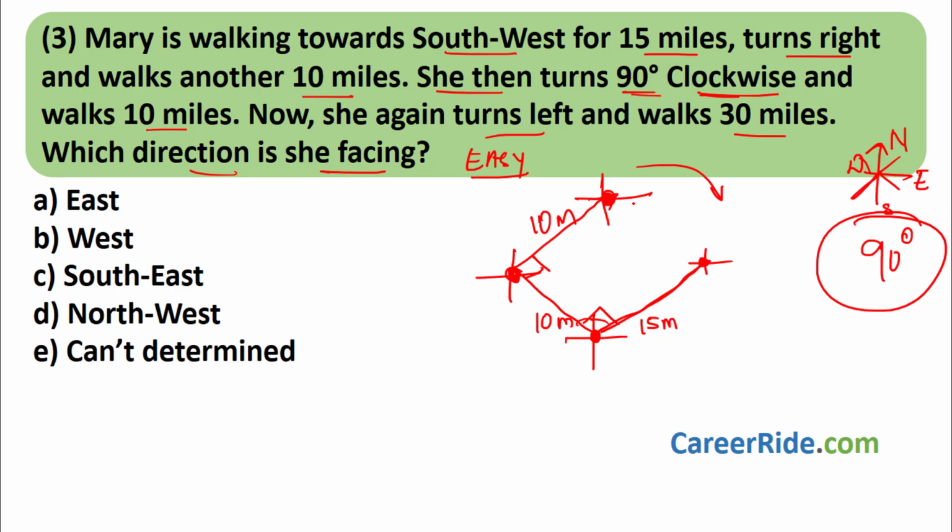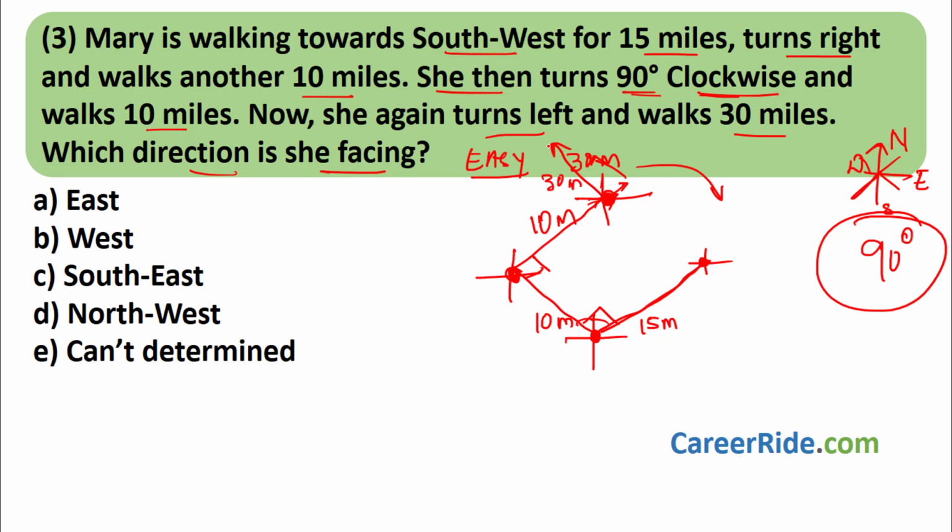Again plus sign. Now she again turns left. Now here she is going straight. She is facing this direction. Left means over here, and since no angle has been mentioned, she turns left by 90 degrees and walks for 30 miles. Okay, this is 30 miles, right?